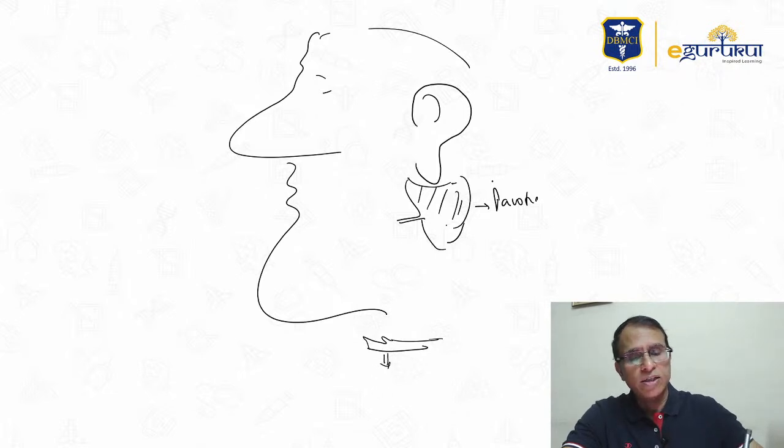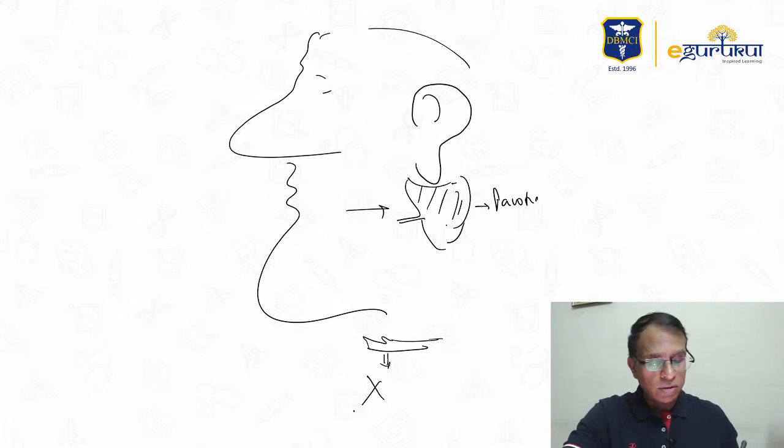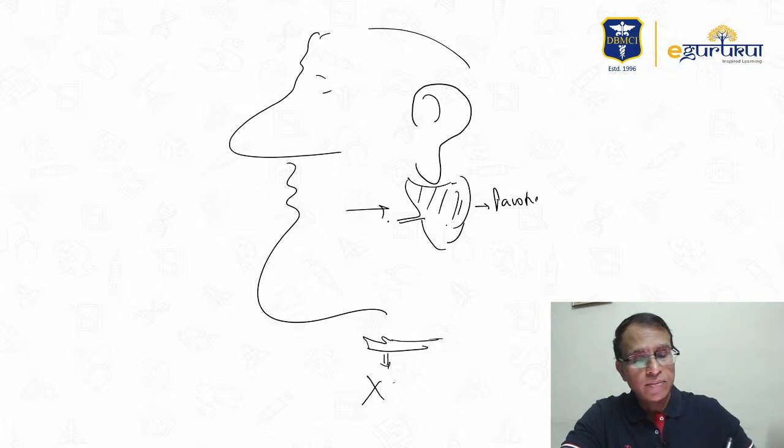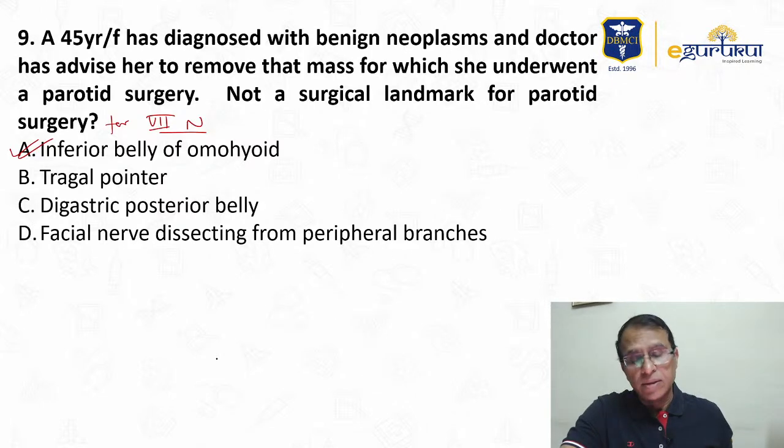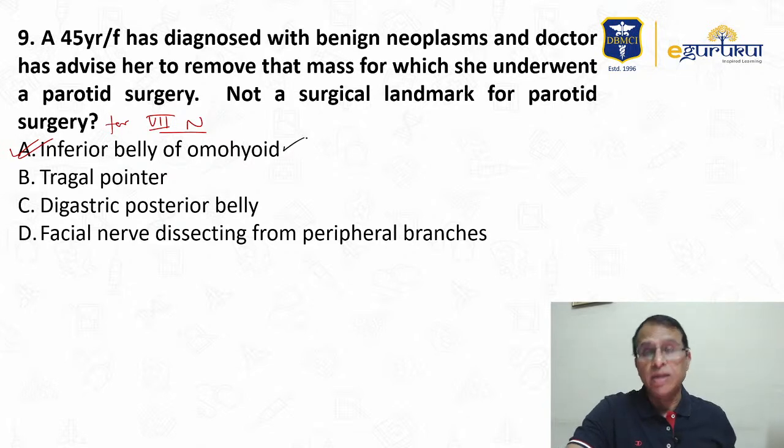So how can a surgery in this area cause damage to a muscle here? A muscle here can serve as a landmark for a surgery which is being done in this area, isn't it? That's why this is the correct answer. This is not the landmark.